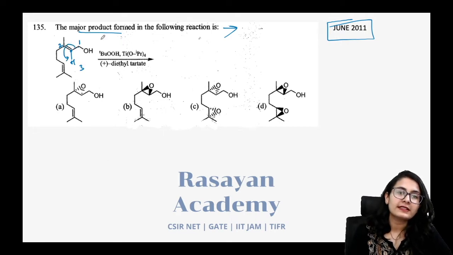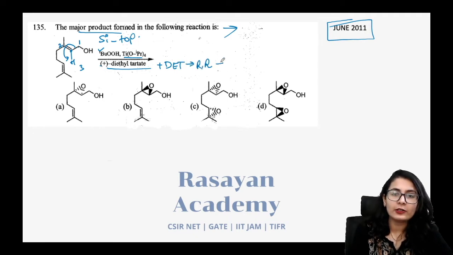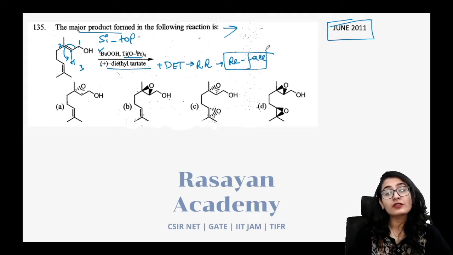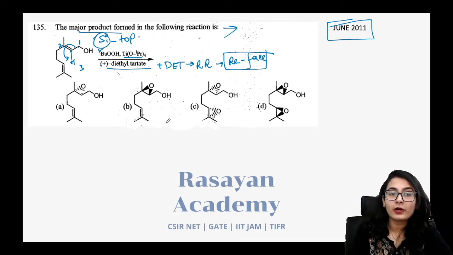So 1, 2, 3 is psi phase. It is psi from the top. What is given? Tertiary butyl hydroperoxide is the oxygen source, and this is your chiral catalyst combination. So you are having plus diethyl tartrate, plus DET, which is going to be the RRDET, and that is going to give you the re-phase epoxidation. So we have the psi phase on top, guys. It is psi from the top. Then where are you going to get the epoxidation? Absolutely on the bottom. So the allylic alcohol gets the epoxidation on the bottom face. This will be the answer.